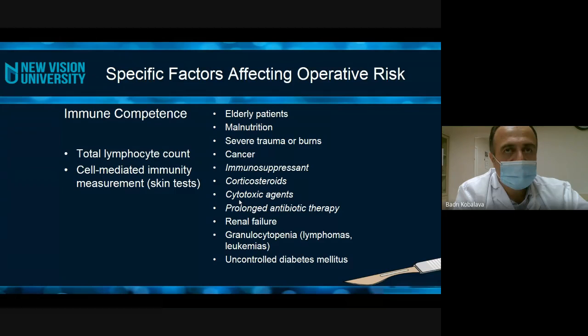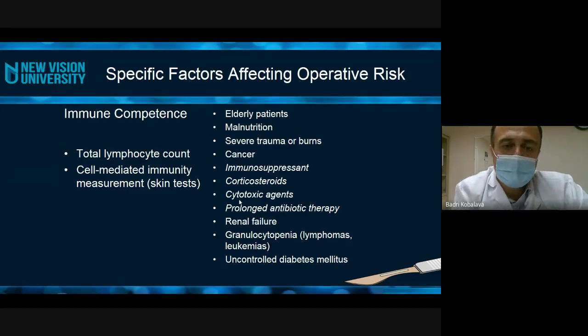Actually, such a thing as a patient's immune competence does not exist at all. The immune system is always specific. A patient can have immunity against one antigen and fail against another antigen.